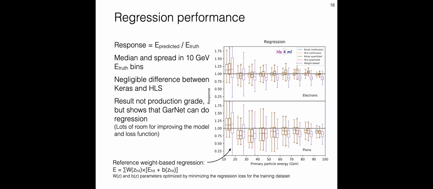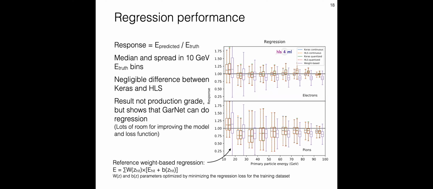In terms of regression, plotting here the response, that's the energy predicted over energy truth, at the median and spread of this response in 10 GeV bins. And basically there's, again, negligible difference between the Keras version and HLS version for both continuous and quantized models. The result isn't production grade per se, but it does show that GarNet can do regression as well, not just PID. And I would note that there's lots of room for improving the model itself or the loss function, if you're serious about doing regression.